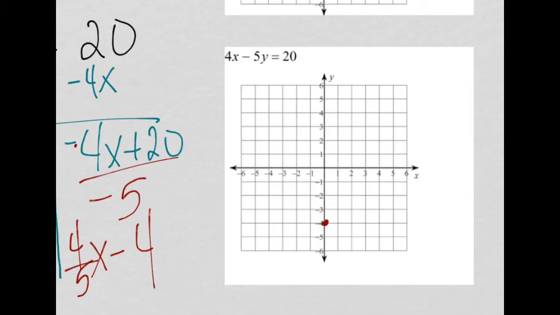My slope is 4 over 5, which means I'm going to count up 4 and go to the right 5, because since the x is positive, my slope is positive. And connect my dots. Hit pause and do 23 and 24. We're going to do point slope form next.